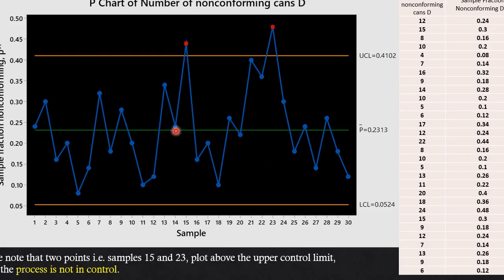The same result we get when we solve this numerically. We get upper control limit 0.4102, P bar, that is the central line, equal to 0.2313, and lower control limit equal to 0.0524. On the y-axis you can see the sample fraction non-conforming, that is P cap, and on the x-axis you can see the total 30 samples.